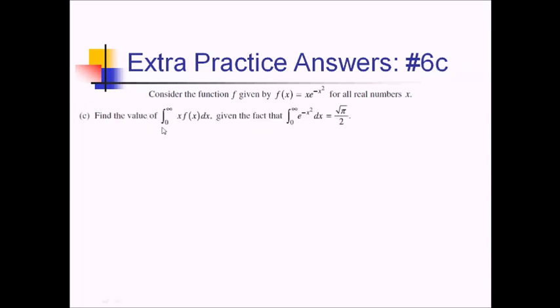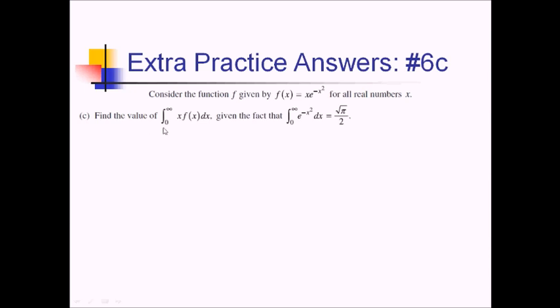For this problem, they want us to find the value of the integral from 0 to infinity of x times this f of x, given this integral equivalence over here. So this one is definitely kind of tricky. The first thing to be careful about is since we're going to infinity, we have to rewrite this immediately as a limit on the outside.